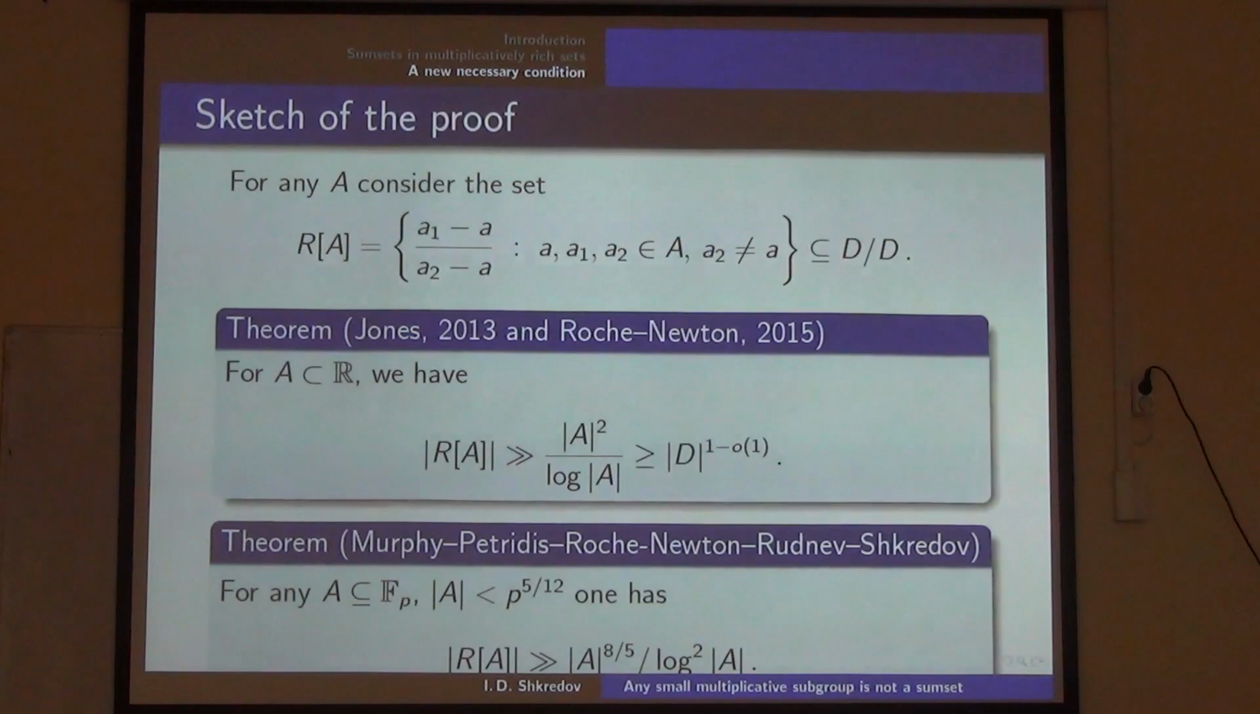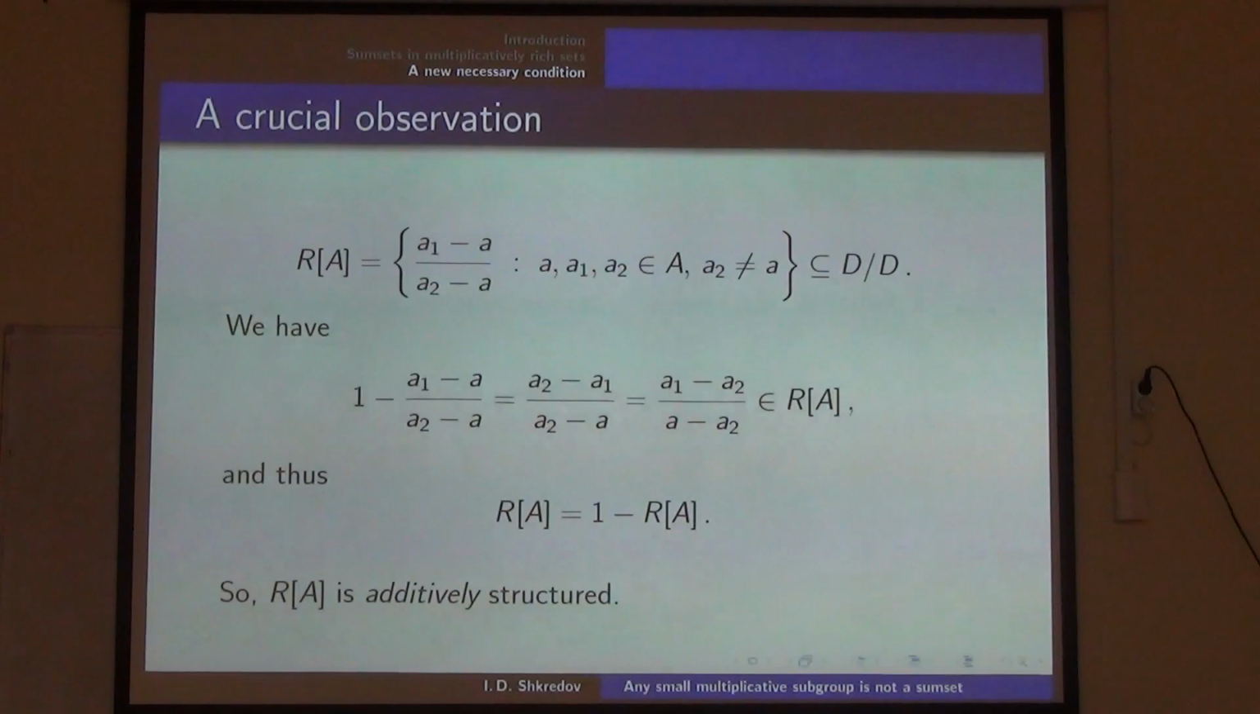in the real setting, and in prime fields there is a recent result of ours where this lower bound for R of A was obtained. So the main observation is the following. This set, of course, is living in D over D, right? And let us make this calculation. 1 minus this element from R equals this over this. So it means that R of A equals 1 minus R of A. So you see, more or less, R of A equals its shift. It's symmetric about 1/2.